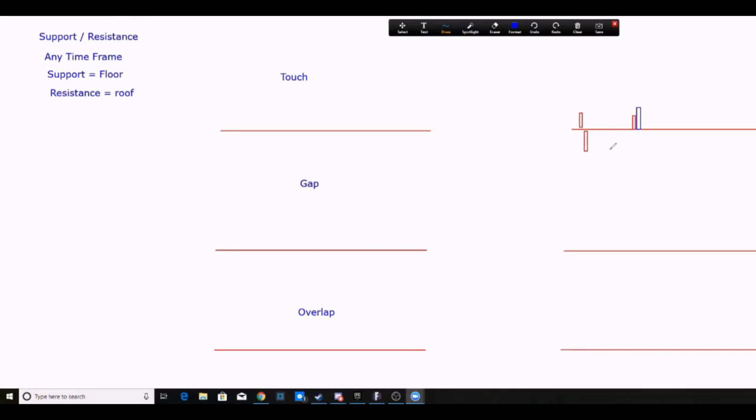That's when you have to draw your own support and resistance for each time frame. That's where color coordination comes into play. To begin with, you have your support, which is your floor. Support is always going to be the floor, and resistance is the roof.